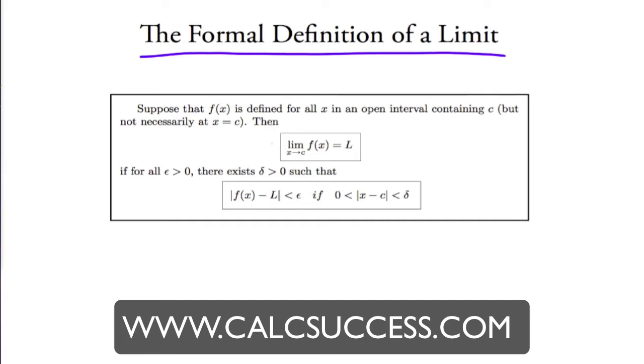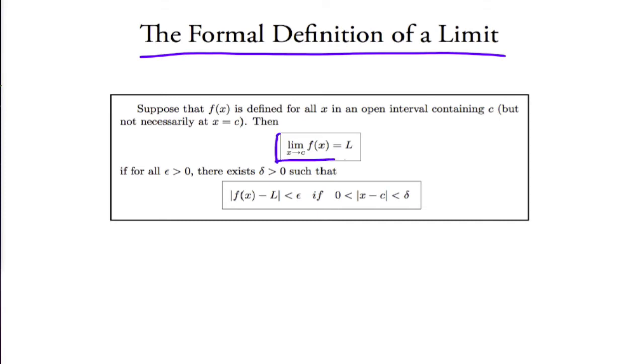So suppose that you've got a function defined for x in an open interval containing c, but not necessarily at x equal to c. Then the limit as x approaches c of f of x is equal to L if for all epsilon greater than 0, this guy is called epsilon, there exists delta greater than 0, such that the absolute value of f of x minus L is less than epsilon as long as the absolute value of x minus c is less than delta.